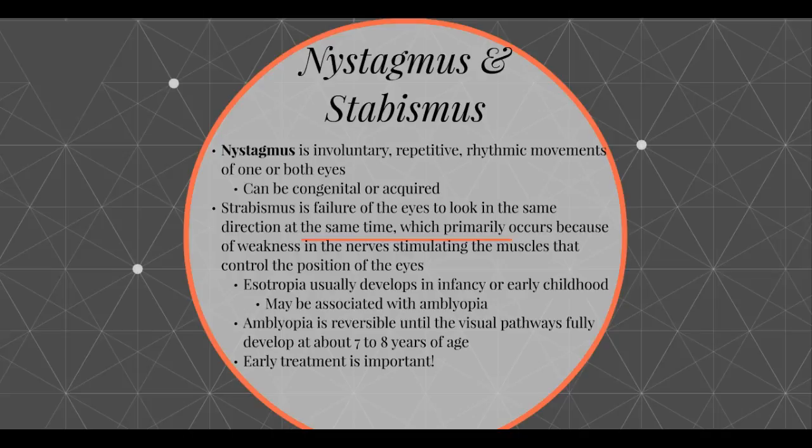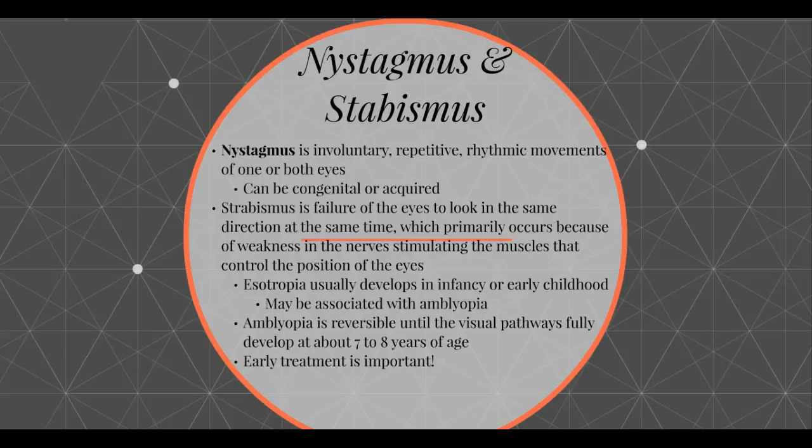Strabismus is the failure of the eyes to look in the same direction at the same time, which primarily occurs because of weakness in the nerves stimulating the muscles that control the positions of the eyes. So sometimes this is more commonly referred to as cross-eyed or wall-eyed. So basically one eye is one direction and the other eye is another direction, or one may be straight and one may be looking outward or inward.